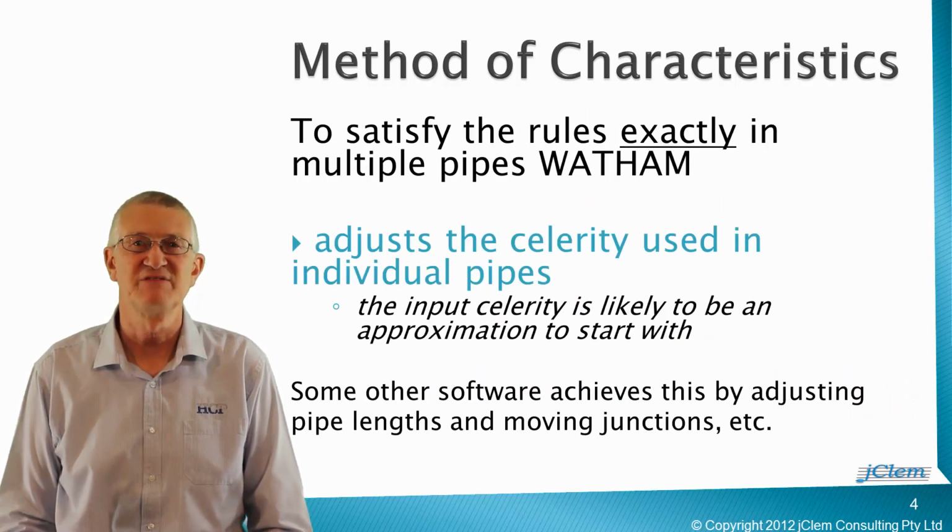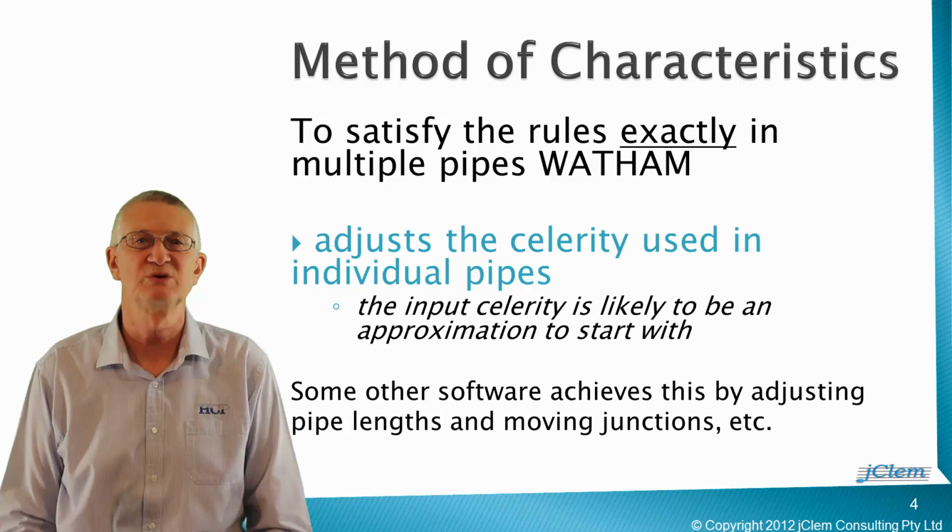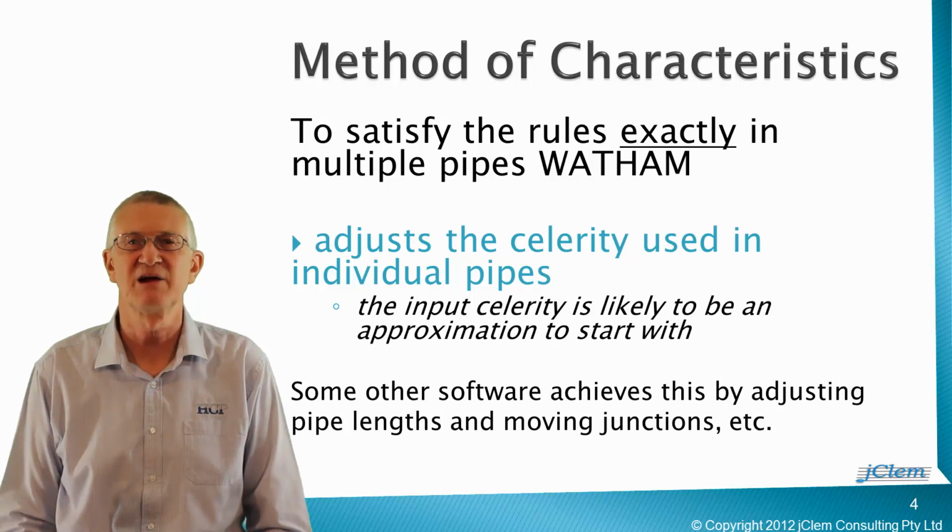To satisfy these 3 rules exactly in a system of multiple pipes, WATHAM adopts the option of adjusting the compressive wave speed or celerity used in individual pipes. Some other transient analysis software packages choose to adjust pipe lengths instead. WATHAM adopts its choice on the basis that celerity input by the user is likely to be an approximation, known with less accuracy than data such as pipe length and junction location.